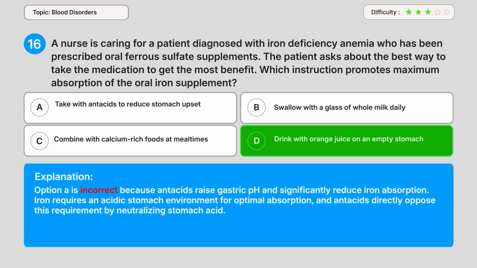Option A is incorrect because antacids raise gastric pH and significantly reduce iron absorption. Iron requires an acidic stomach environment for optimal absorption, and antacids directly oppose this requirement by neutralizing stomach acid.